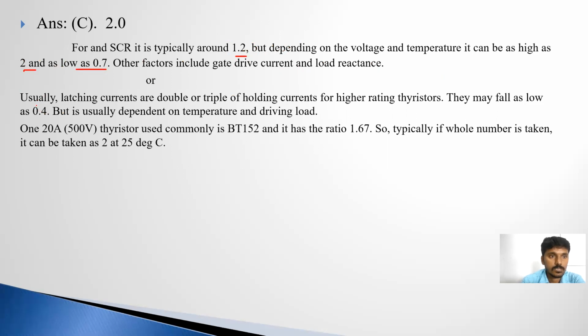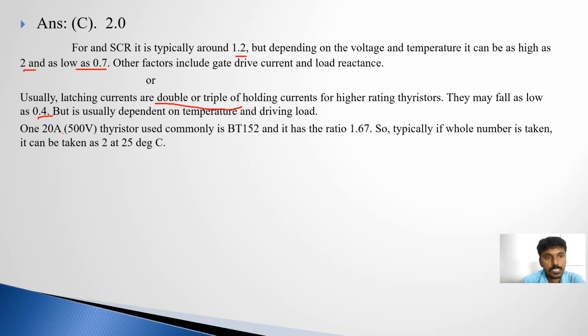One more thing here: usually latching currents are always double or triple the holding currents. Latching current is always about three times the holding current. For higher ratings, the ratio may fall as low as 0.4, but it usually depends on the temperature and driving load.